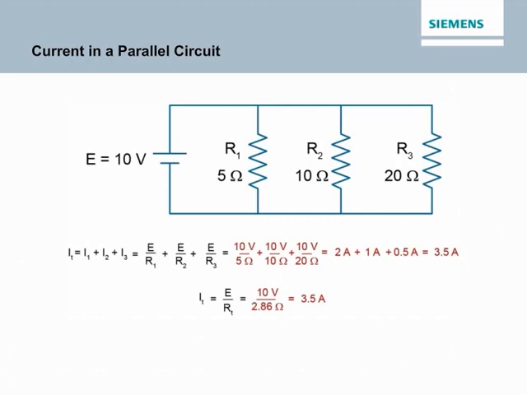The calculation shown in red in this graphic shows that the current through R1 is 2 amps, the current through R2 is 1 amp, and the current through R3 is 0.5 amps. Therefore, the total current is 3.5 amps. This is the same value you get when you divide the circuit voltage, 10 volts, by the total resistance, 2.86 ohms.